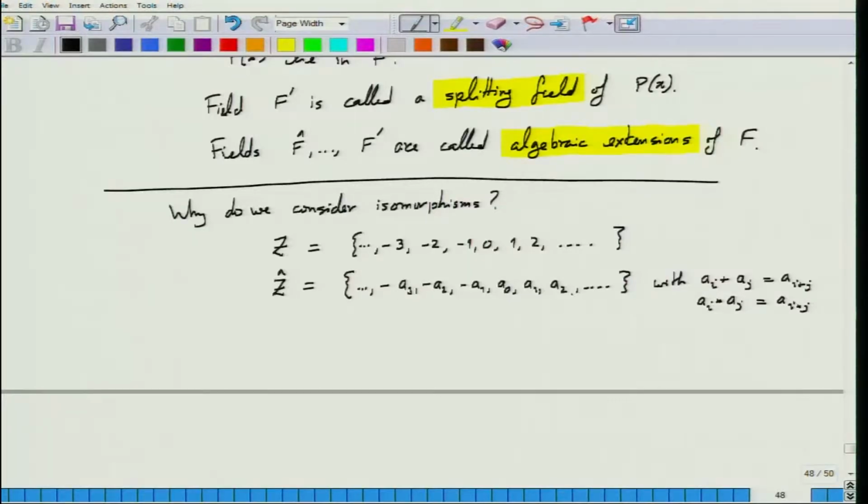This is a collection of different set of elements. The names, the symbols I am using are different. But the operations in both these rings go essentially the same way. A_i plus A_j is A_(i+j). A_i times A_j is A_(i times j).